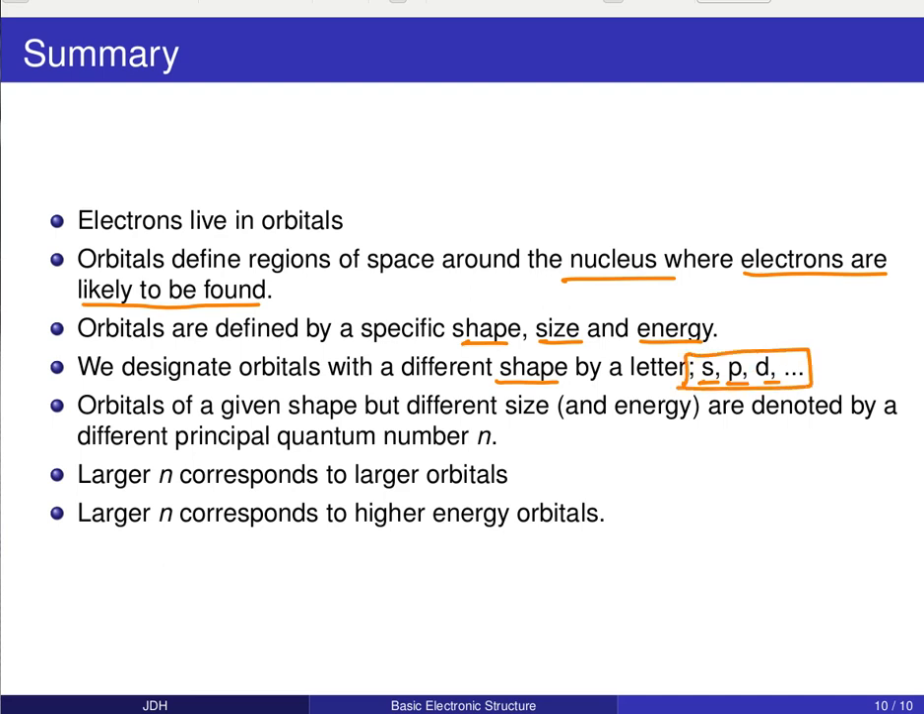We're going to be focusing on the first three. Orbitals of a given shape but different size and, as we saw, energy, are denoted by a different principal quantum number n. We saw that larger n corresponds to larger orbitals, and larger n corresponds to higher energy orbitals. In the next video, we are going to explore how we can use these concepts of orbitals along with a handful of, really, 3 simple rules to allow us to describe the electron configuration of any atom on the periodic table.